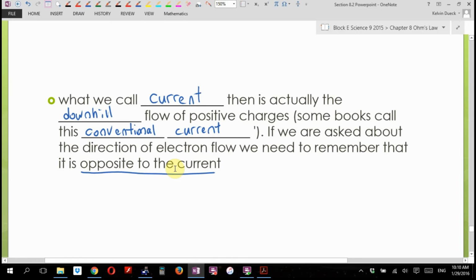Is that okay, Josh? Okay? Trust me, it'll make the math way easier. What that's going to mean then is in a battery, you gain voltage, which makes sense. And going through an appliance, you lose voltage, which makes sense.